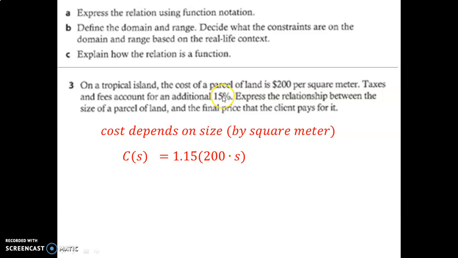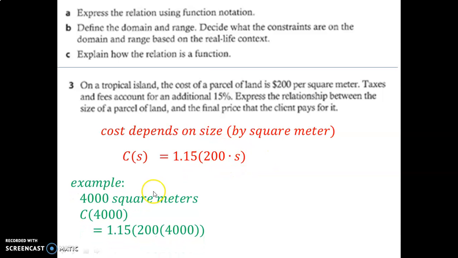But there's also a tax. So the way a tax works is an additional amount you pay, right? So I took the amount you pay for the land and I multiplied it by 1.15, because multiplying by 1 would be like keeping it the same, right? If you do 200s times 1, it just stays the same. And then you have an additional 15%, so that's 0.15. So I'm multiplying 200s, the total cost of the land, by 115%. That's what this represents, because you're paying 100% and an extra 15% in tax. So 1.15 times the cost.